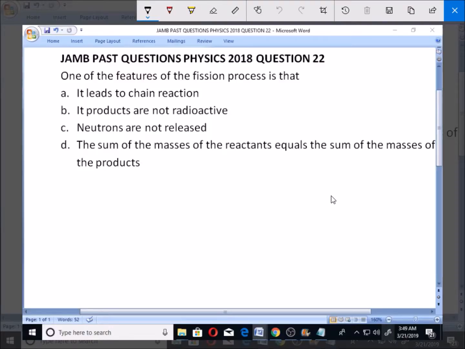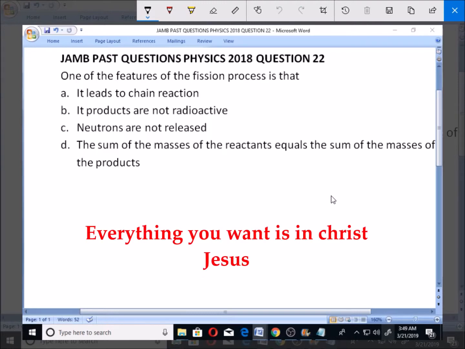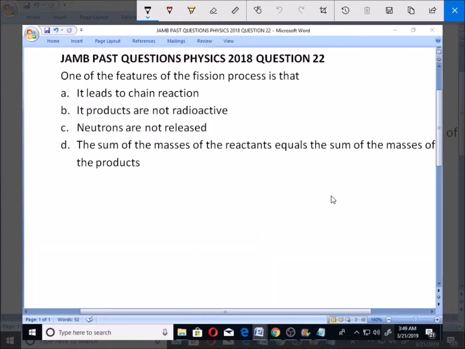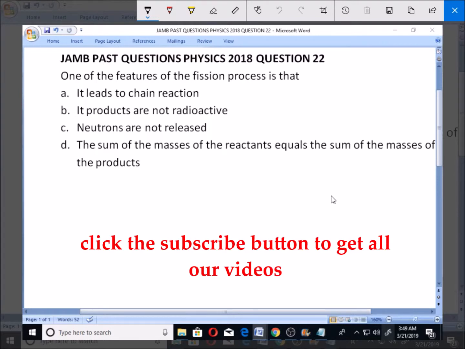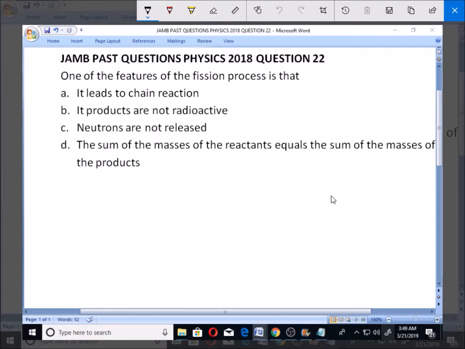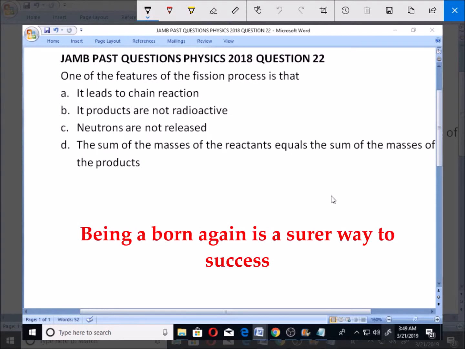Let's look at this question number 22 for JAMB Past Questions Physics 2018. One of the features of the fission process is that: A. It leads to chain reaction. B. Its products are not radioactive. C. Neutrons are not released. D. The sum of the masses of the reactants equals the sum of the masses of the products.